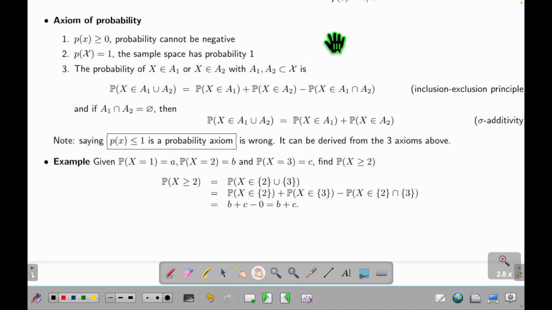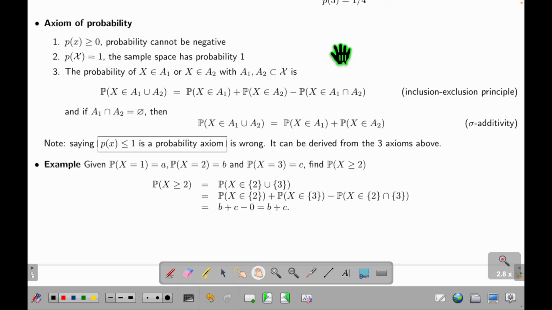For the axioms of probability, there are 3 axioms, and there's an axiom 0. I name it as the sample space is non-empty, okay? And then these are the 3 axioms. Basically it means any probability is non-negative. The probability of the sample space is 1, and if the events are disjoint, then we have the sum rule, and if the events are not disjoint, we have the inclusion-exclusion principle.